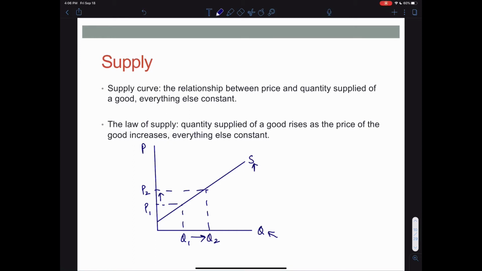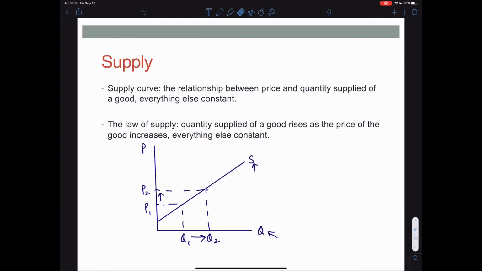The supply curve analyzes the producer or the seller's choice. The supply curve is defined as the curve or the line that shows us the relationship between price of a good and the quantity supplied of a good, keeping all other factors that affect quantity supplied constant.